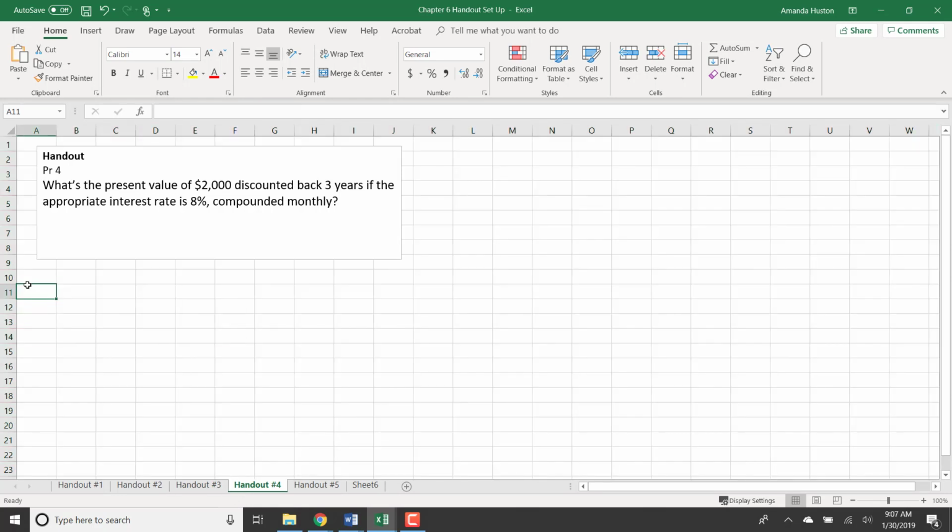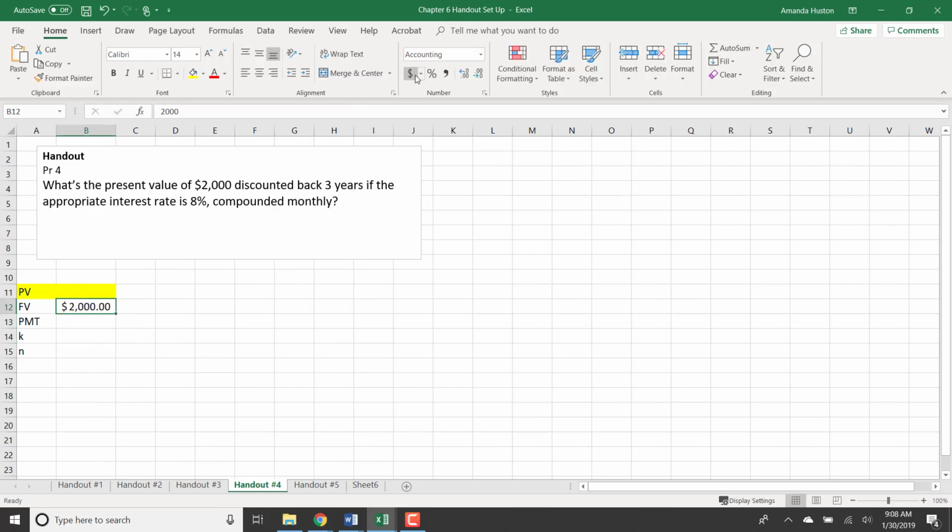Now let's talk about what is the present value of $2,000 discounted back for 3 years if the appropriate interest rate is 8% compounded monthly. All right, now we have to match. We have to remember to match monthly to a monthly interest rate, right? So present value, future value, PMT, K, and N. So we want to know the present value. So now we're solving for present value. We know that we want to discount back, which is our future value, $2,000, right?